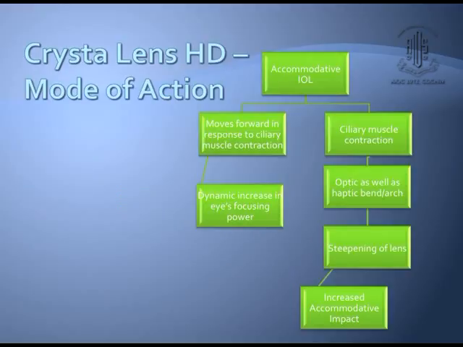It works on both principles. With contraction of the ciliary muscle, the lens moves forward in response to ciliary muscle contraction, and the dynamic power of the intraocular lens increases. Another is that with ciliary muscle contraction, the optic as well as the haptic bend forward. That gives another increase in the near power, and that leads to steepening of the lens and increased accommodative impact. So it works in both ways, dynamic shift of the intraocular lens and arching of the intraocular lens.